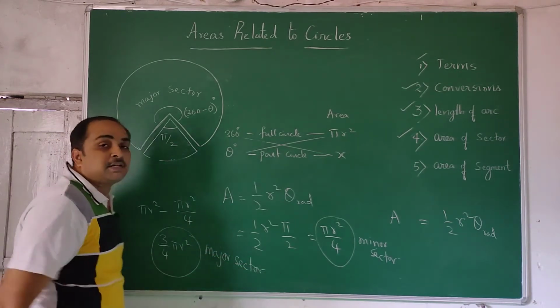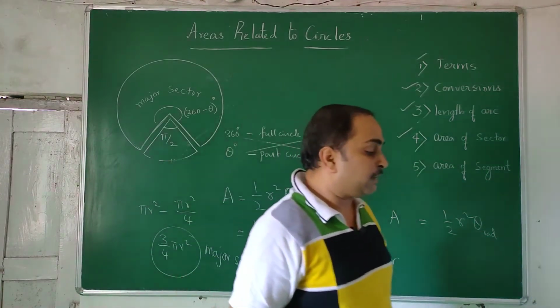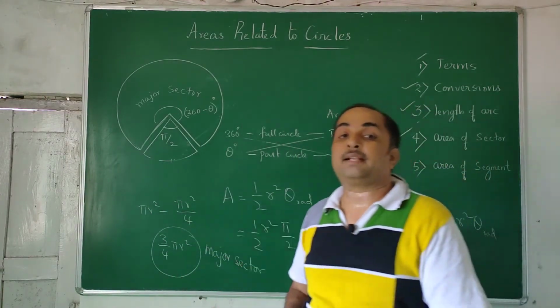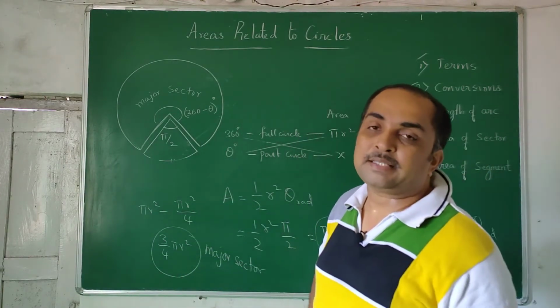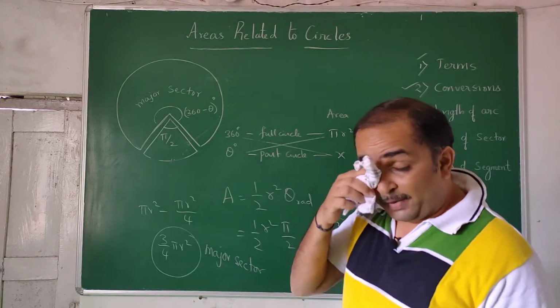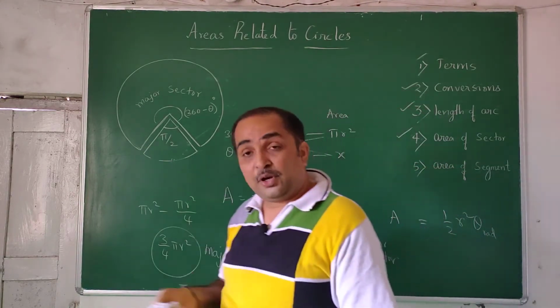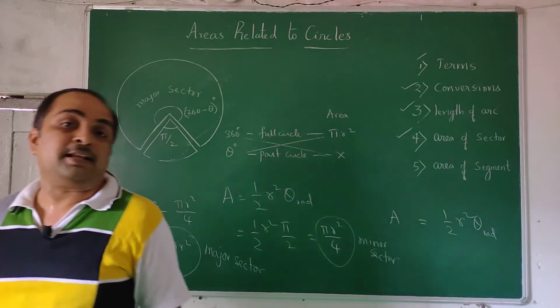And without a mention, if they ask for a sector without mentioning whether it is minor or major, then you find the minor sector. Sector itself is minor sector. And if they clearly mention find the major sector, then find full area minus minor sector area.